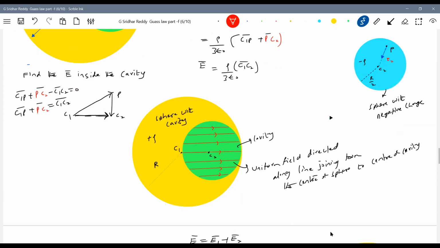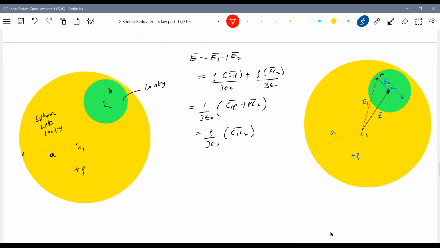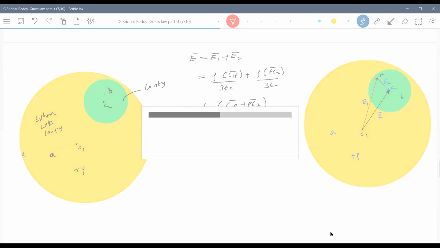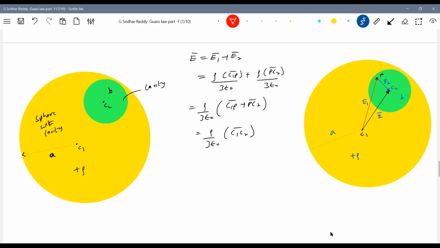Take help of the vector addition. So the cavity curve problem comes, so it's better to take help of the formula. If they give density, use this particular formula.